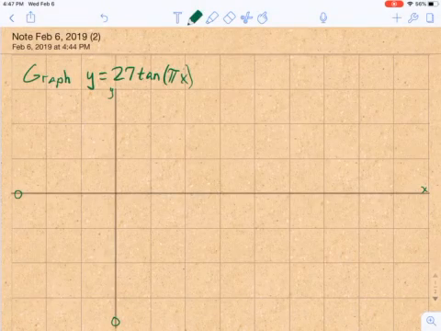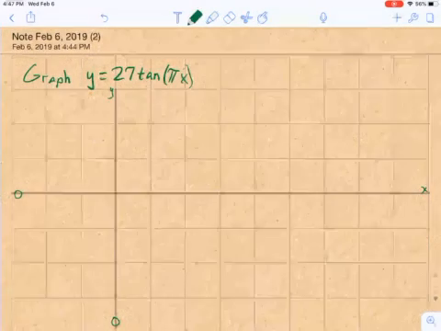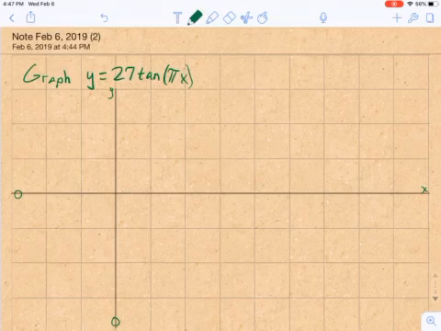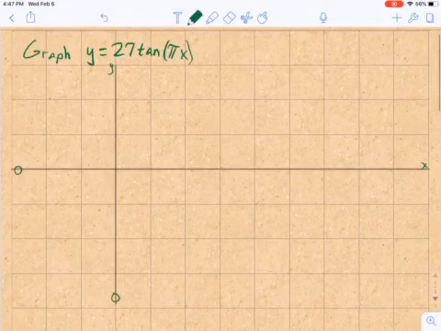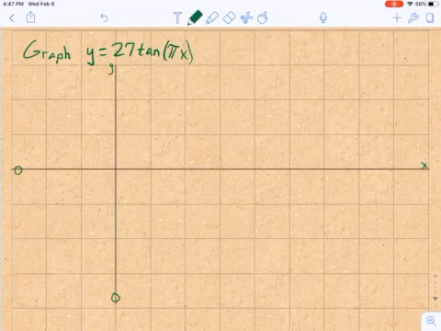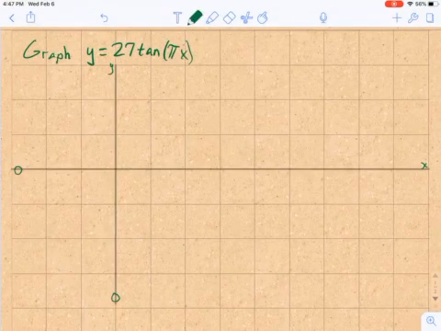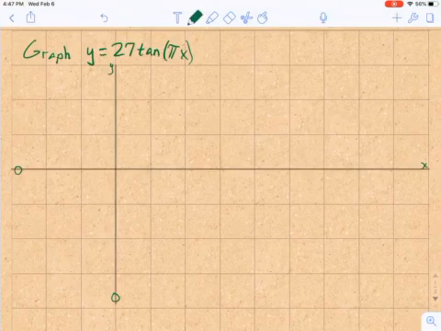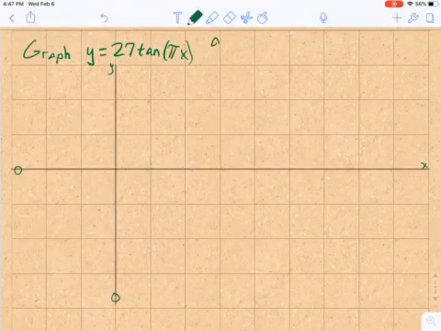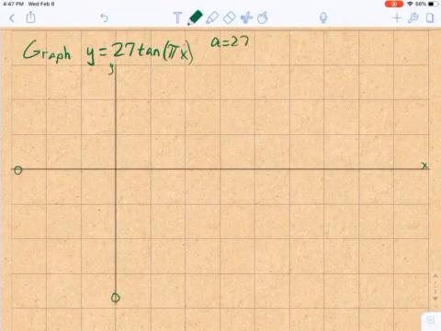Welcome back to Precalculus. I thought I'd do one more graph, this one from section 4.6. This is the graph of y equals 27 tangent of pi x. Before we get into the graph, we might note that what I call amplitude is going to be 27.